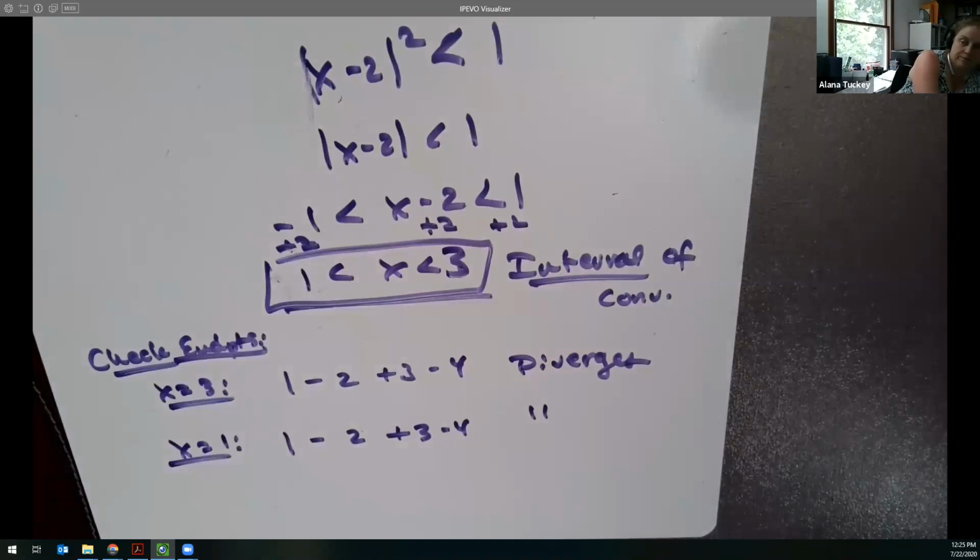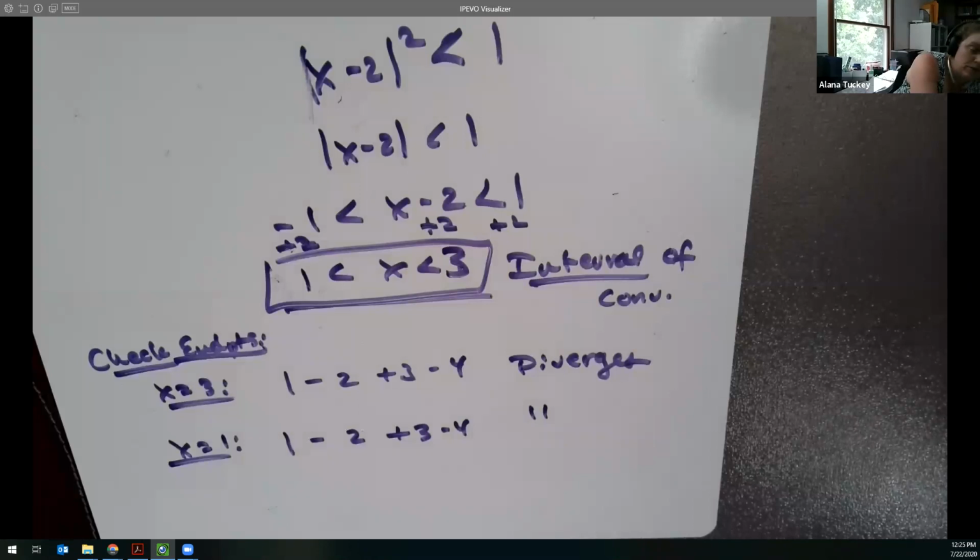I'm writing it down right now. There we go. So hopefully you are too. X equals 3, 1 minus 2 plus 3 minus 4 diverges. There we go. And they didn't ask, but your radius of convergence is 1.